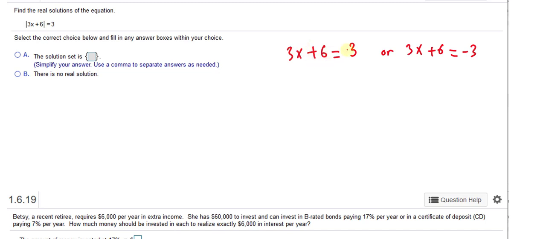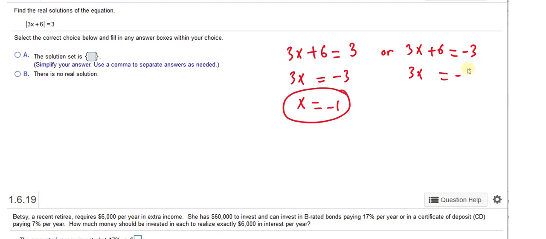Okay, so I can get the first equation. I can solve for x. I subtract 6 on both sides, I get minus 3, and then divide by 3 on both sides, I get minus 1. Now for this one, I subtract 6 on both sides, I get minus 9, and divide by 3 on both sides, I get minus 3. So these two are the answers of this equation.